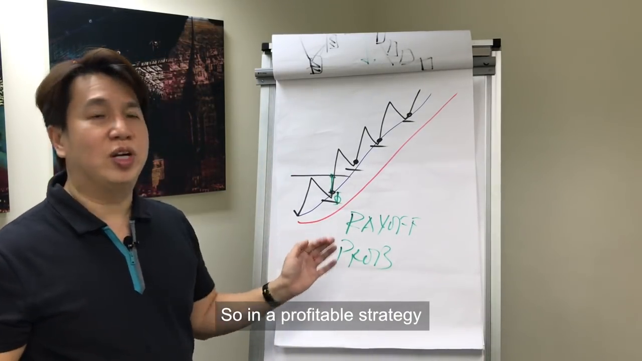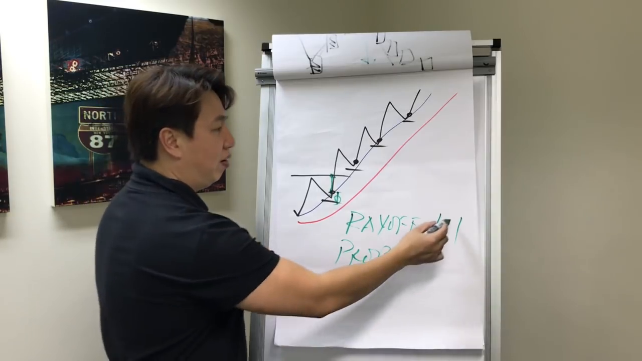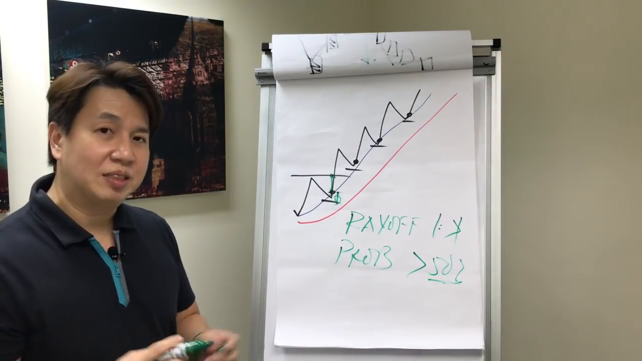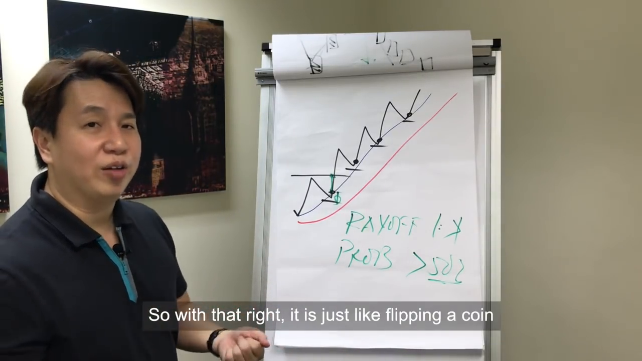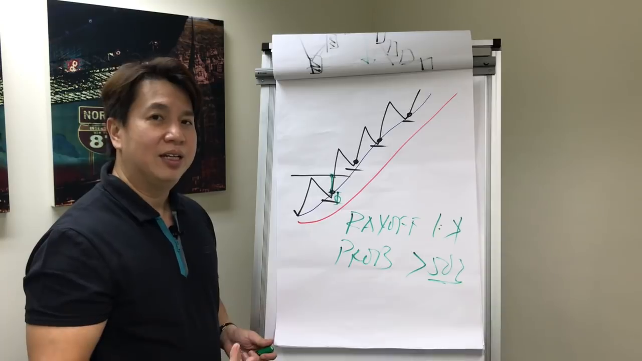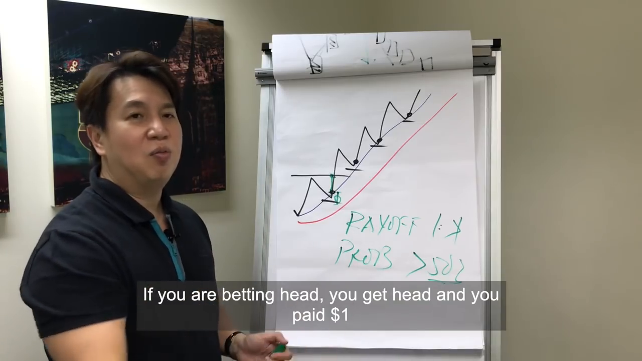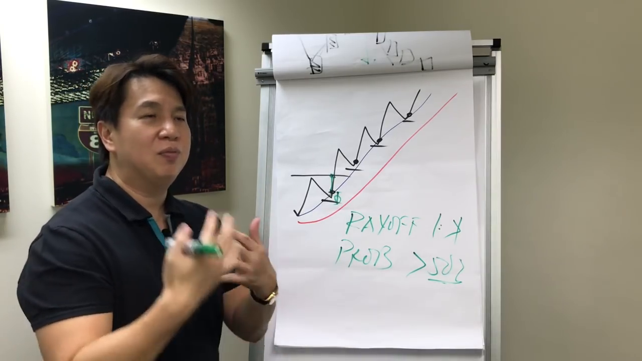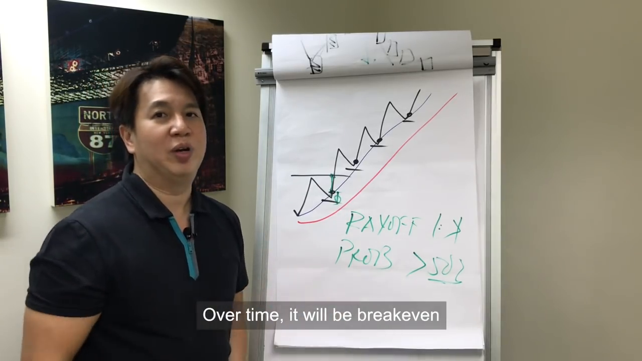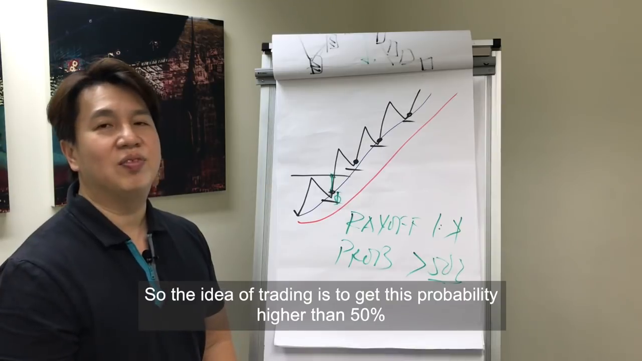So in a profitable strategy, you want to have at least a 1 to 1 or better payoff ratio, and you want to have more than 50% probability. Does it make sense? It's just like flipping a coin. If we flip a coin and bet heads or tails, the probability of heads is 50%, tails is 50%, correct or not? If you are betting heads and you win, you gain $1. So over time, with 50% probability and a 1 to 1 win-loss ratio, it will be break-even. Make sense? So the idea of trading is to get this probability higher than 50%.